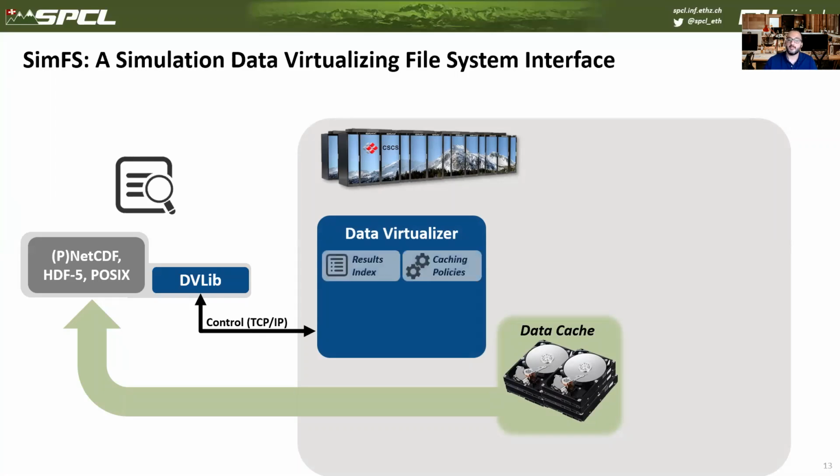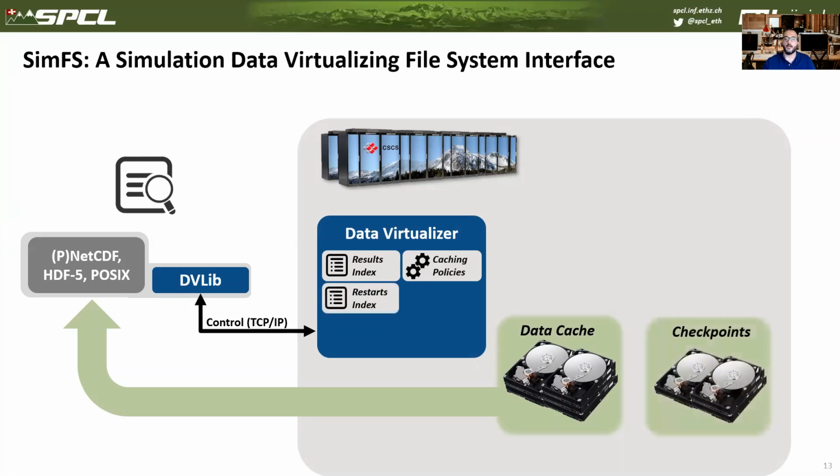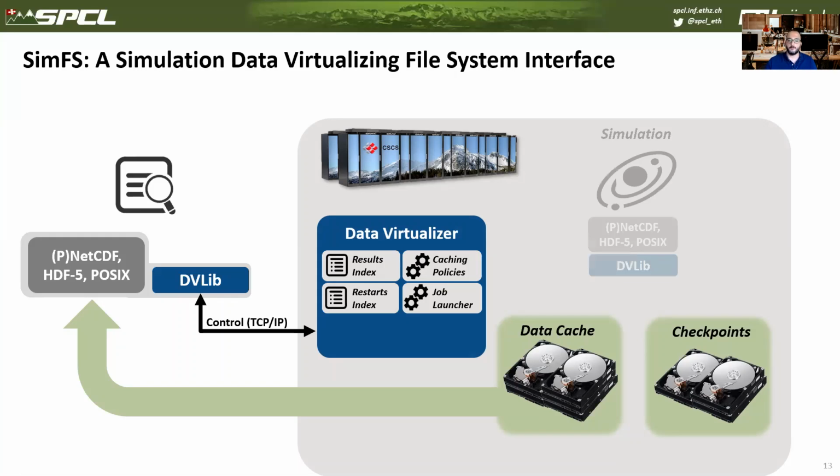The data virtualizer knows which files you have and implements some caching policies in order to choose which files to evict. We tested many, they are in the paper. It also keeps an index of the checkpoints or the restart files that can be used to restart the simulation, and has machinery to launch new jobs if the data is missing. So this is like a big cache. If there is a cache miss, then we resimulate. On the computing facility, we can actually launch simulations.